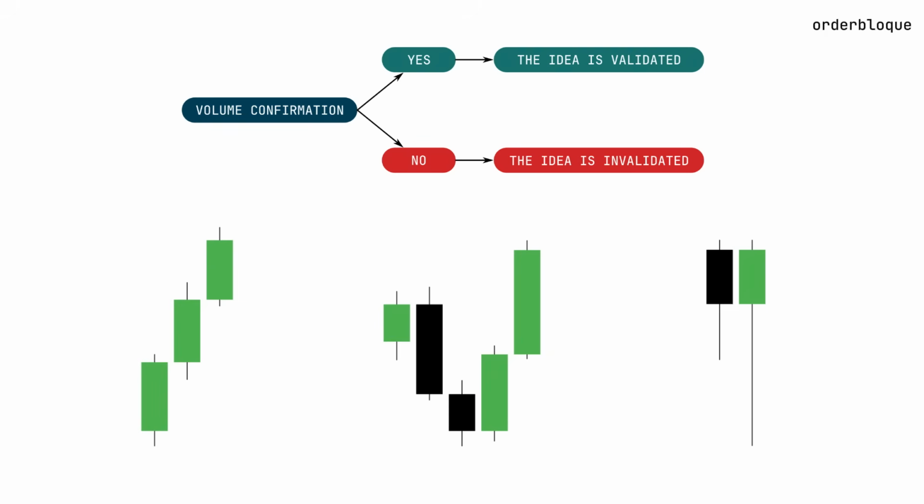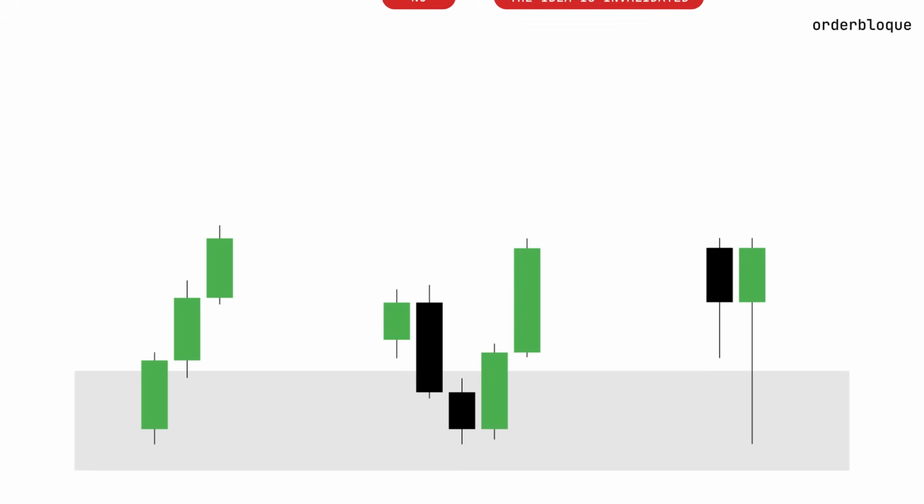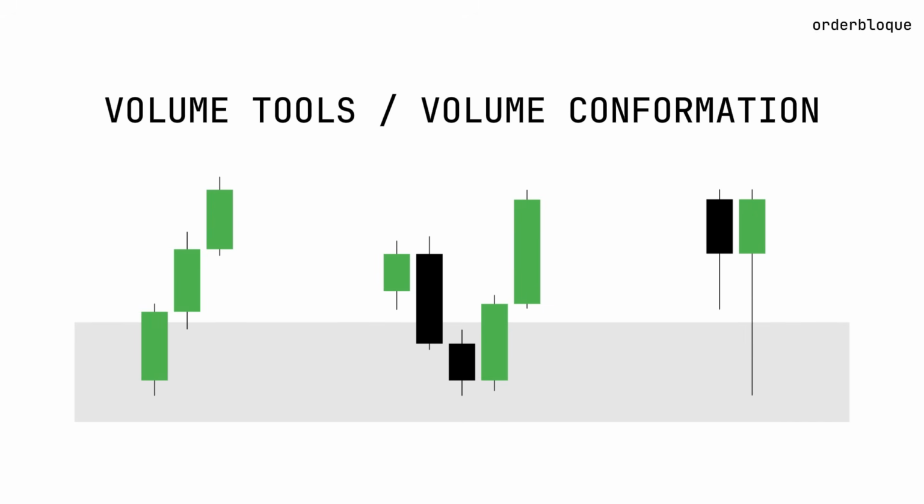These variables allow us to see how volume affects price within the zone of interest and confirm that other market participants are also showing interest in this zone. Consequently, this validates our initial idea of a reversal. In fact, they serve as a graphical representation of the impact of volume on price at a specific moment in time. That's why we refer to them as volume tools or volume confirmation.